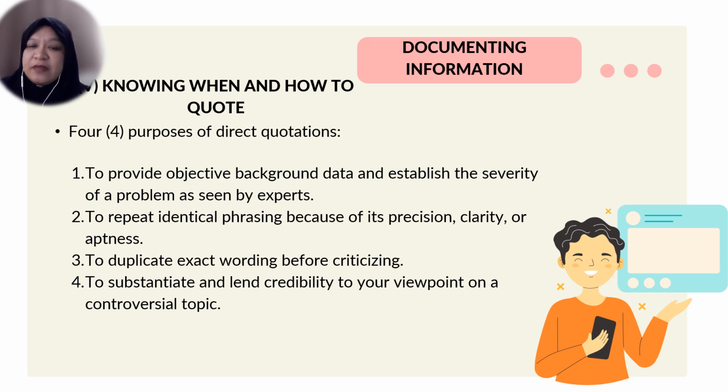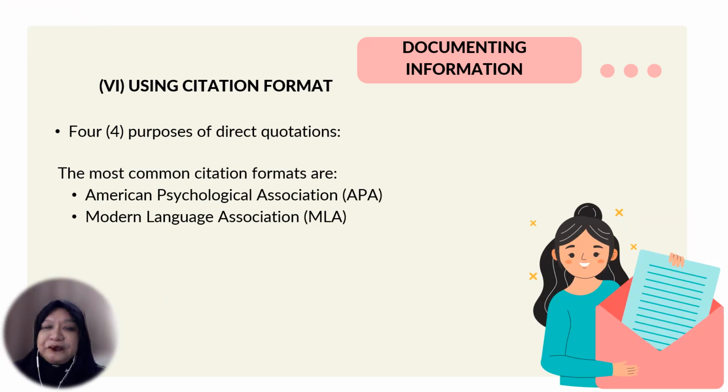To duplicate exact wording before criticizing it, so you want to quote directly everything, and then after that you will criticize and explain. Okay, to substitute and lend credibility to your viewpoint on a controversial topic. Okay, so usually the most common citation formats will be the APA, American Psychological Association, and also Modern Language Association, MLA. But in our assignment, we're going to use the APA style.